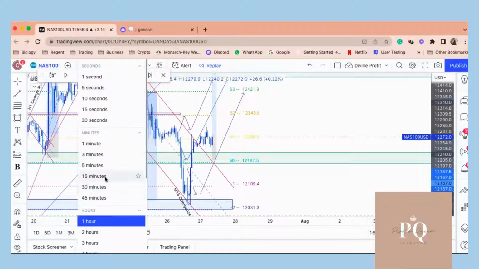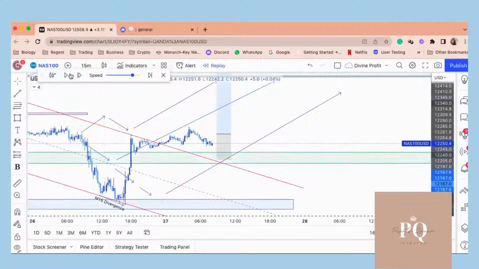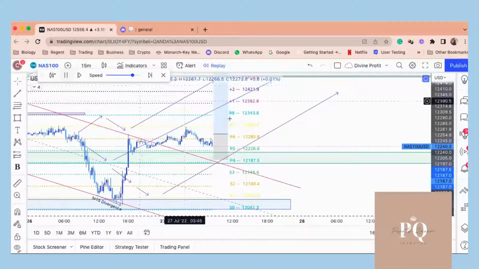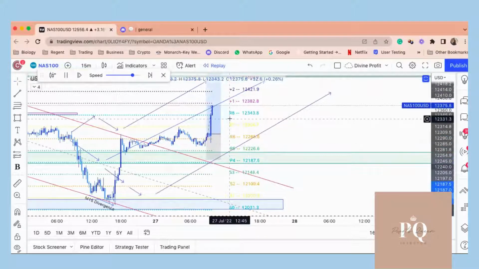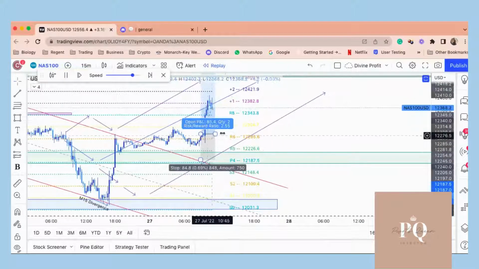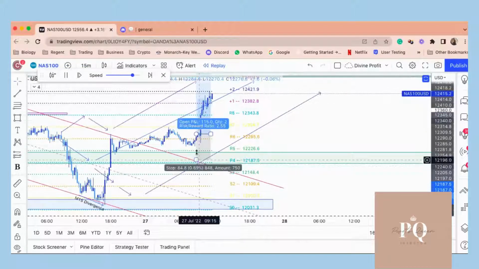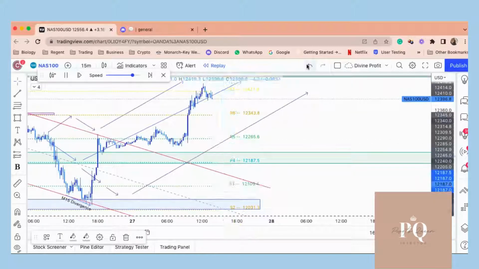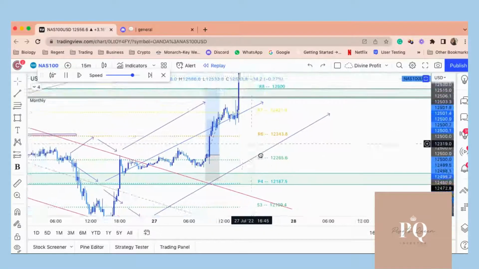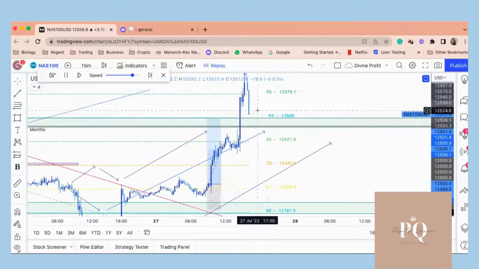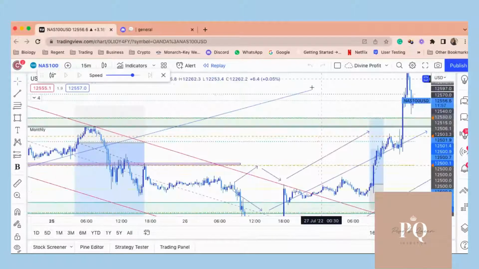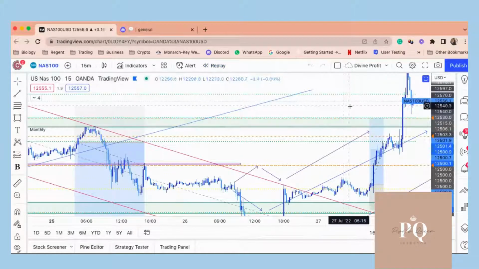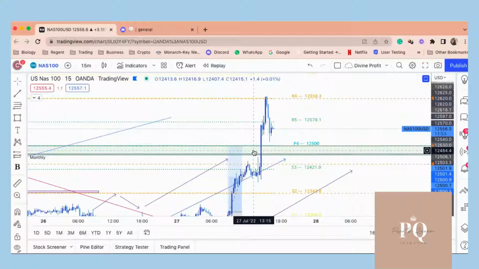Let me go back down to the 15. I'm gonna let this play out. So that was the opening bell where it went down, but it didn't pull back as far as I thought it would. And it played out perfectly. It broke very strongly through that zone. Look at this. And so now this is where price is currently.